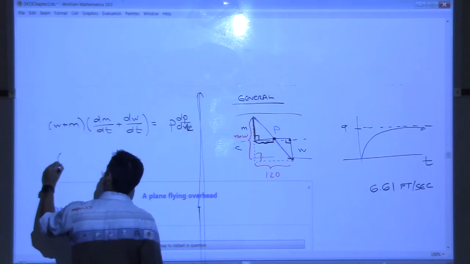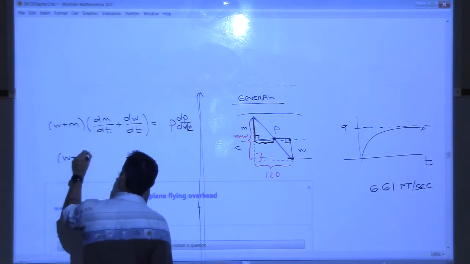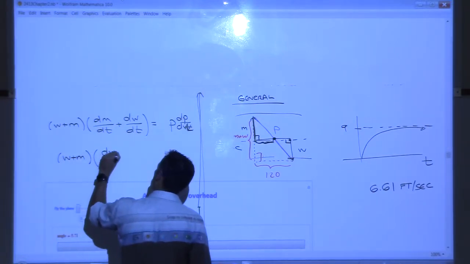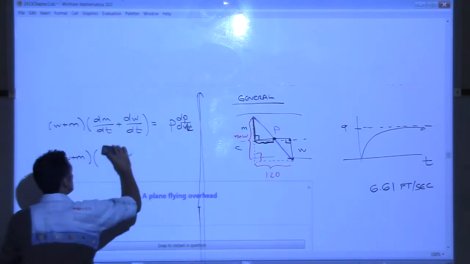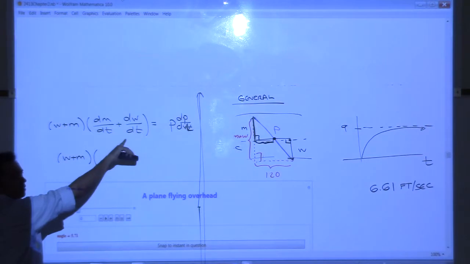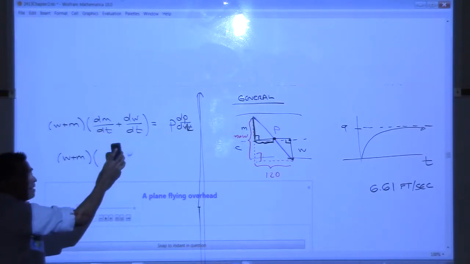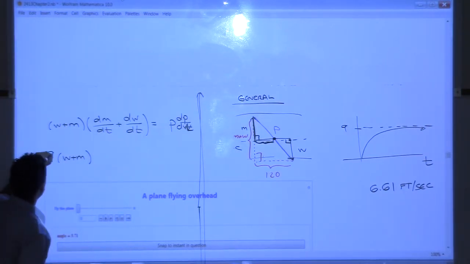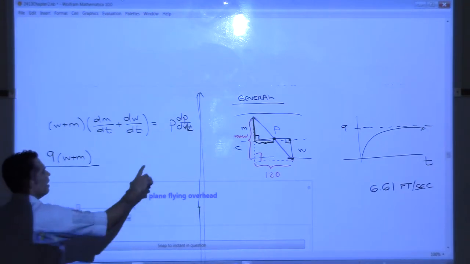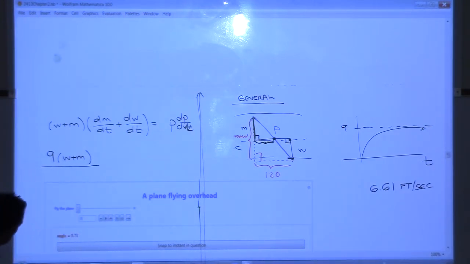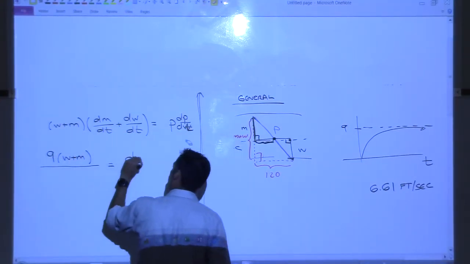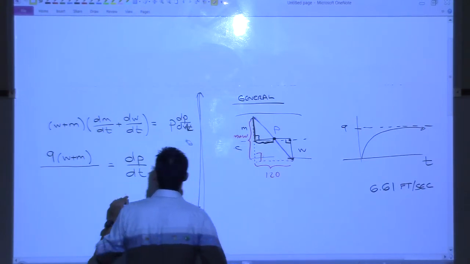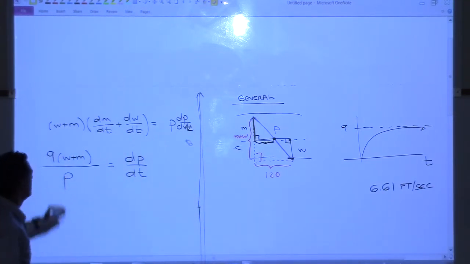So I'm going to have w plus m, dw/dt plus d... well, you know what? Let's do this. Do we know what these are? What are those together? 9. That never changes, right? So this side's really 9 times this over... Oh, this is freaking beautiful. This is why I love math so much. This is just absolutely beautiful. Watch. I'm going to divide both sides by p.